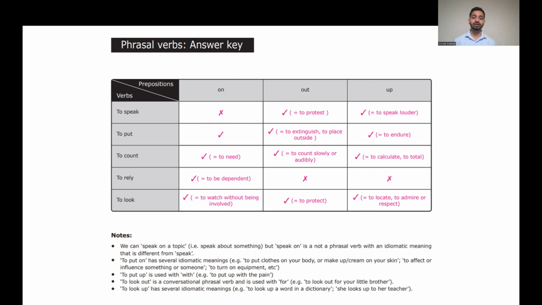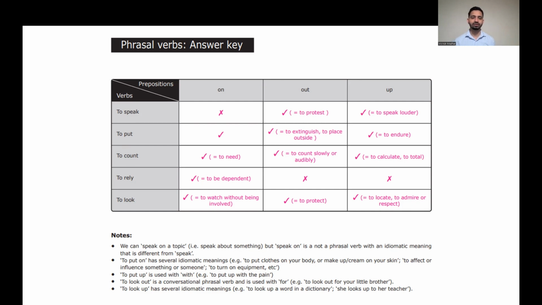Okay, to count on means to need someone. I'm counting on my friend's help, for example. You need his help. That's what it means. To count out, to count slowly or audibly. Can you count out the money? I mean, you could say that. Can you count out the numbers or things like that? Can you count out people in that group out there? All right. To count up means to calculate. Can you count up the budget, for example, to calculate, to total something.